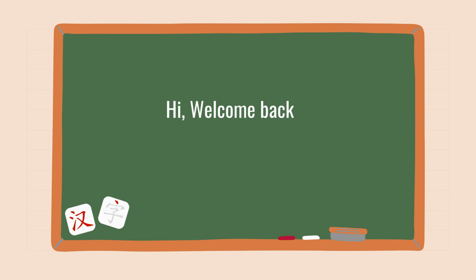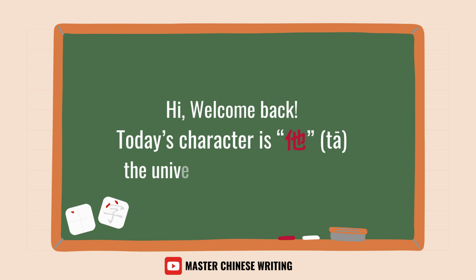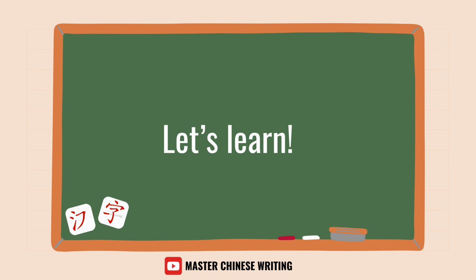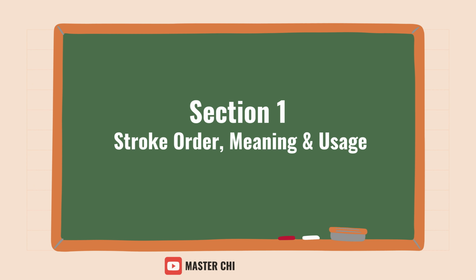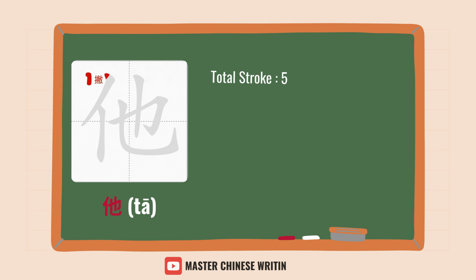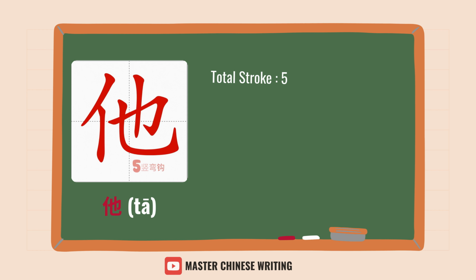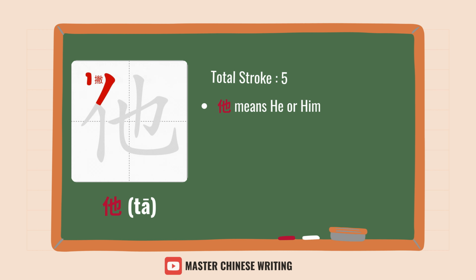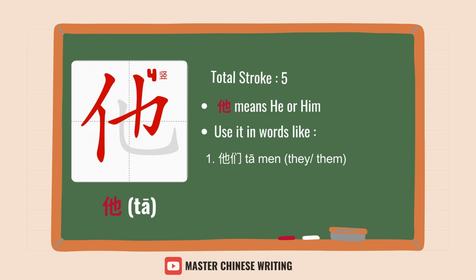Hi, welcome back. Today's character is 他, the universal pronoun for he. Let's learn. Section 1. Stroke order, meaning and usage. 他 has 5 strokes. 撇竖横折钩竖竖弯钩. 他 means he or him. Use it in words like 他们, they, them, 他的, his.